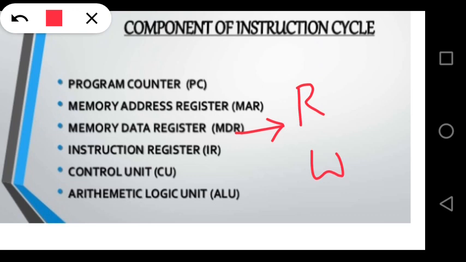Next we have instruction register. Instruction register is a special type of register which contains the current instruction that is being executed.